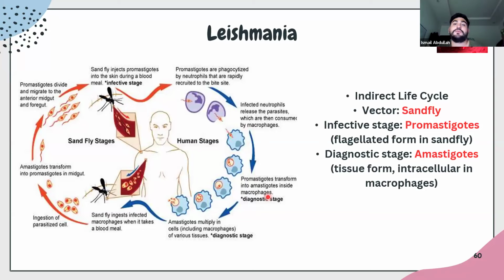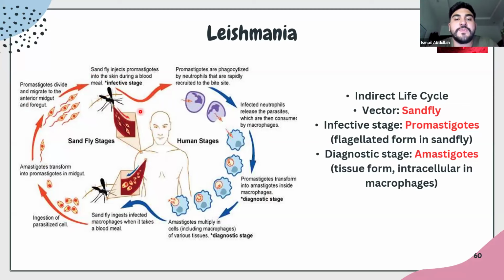All right. So moving on to Leishmania. I don't know why, but people usually ask a lot of questions about Leishmania. I've seen it three years in a row, and there are a lot of questions from Leishmania. So it's pretty high yield. Leishmania has an indirect life cycle. It starts within a sandfly, and when the sandfly goes and tries to suck blood again, that's where it's gonna infect the human being.